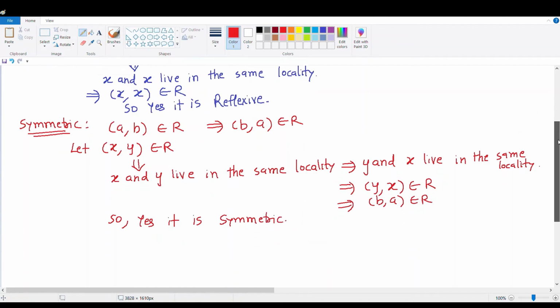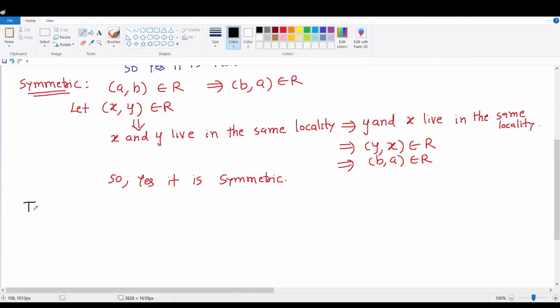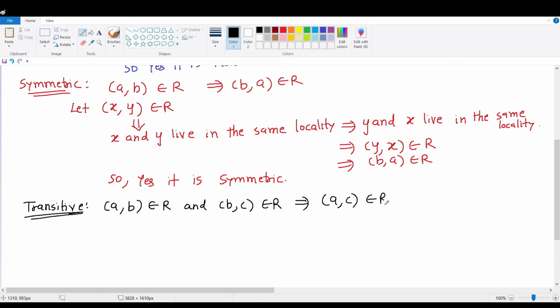Now we are going to check for transitive. Now for transitive, the condition is what? That if you have AB belongs to R and you have BC belongs to R, then you must have A comma C belongs to R. Now we are going to do what? Let X comma Y belong to R and Y comma Z belong to R. We took A equals X, we took B equals Y, and we took C equals Z.